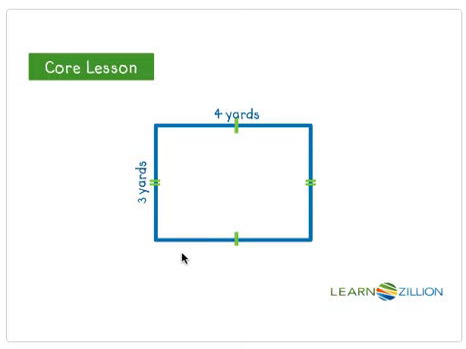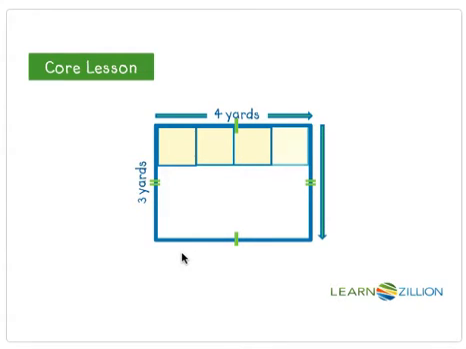In our model, the length is 4 yards. We can show the length by placing 4 squares across the inside of the rectangle. Now we can do the same for our width of 3 yards. We need to place 3 squares down the inside of the rectangle. Because we are working with the perimeter of a rectangle, which has congruent and opposite sides, we need to also place 4 squares across the bottom of the rectangle and another 3 squares up the side opposite of our 3 yards.